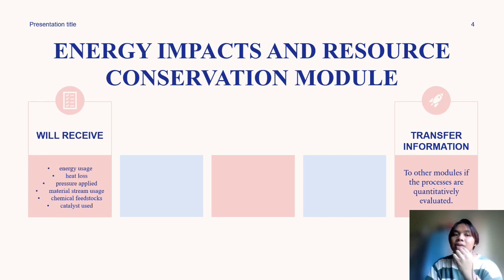The Energy Impacts and Resource Conservation modules could also transfer information to other modules if the processes are being quantitatively evaluated. As an example, chemical byproducts released during the chemical manufacturing process could be evaluated in the hazard summary models. If a CTSA quantifies the effects of processes on human health and environmental risk, then the identities of chemical intermediates, catalysts, feedstocks, and chemical products or byproducts are transferred to the chemical properties module and other modules that ultimately feed into the risk categorization.